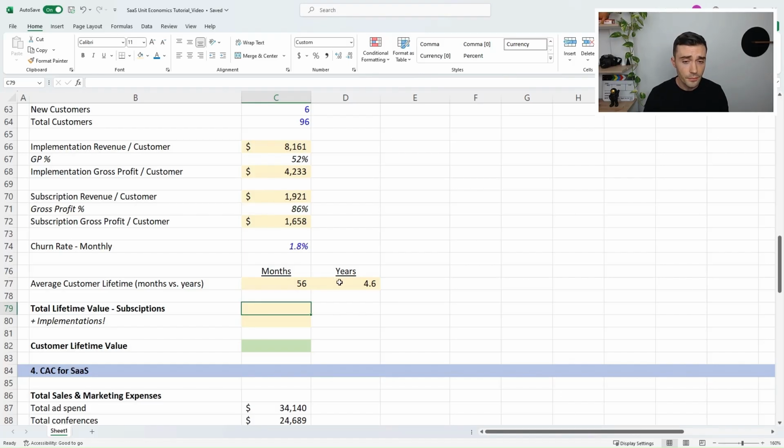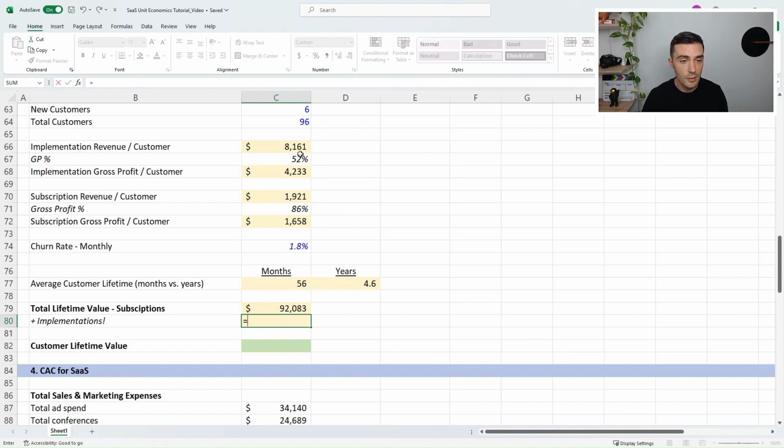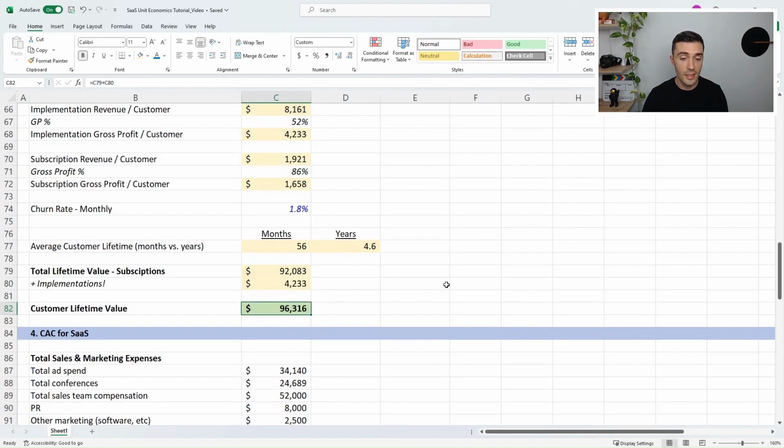So first off, we know that we have $1,658 of gross profit per month from subscriptions times a 56 month average lifetime. So we make about $92,000 of profit from subscriptions. But we also make a little bit of profit on implementations, but remember, implementations just go on for 1 month. So the implementation gross profit per customer is $4,233. So the total customer lifetime value is just these two buckets added together. So that's $96,316 of customer lifetime value for this SaaS business.